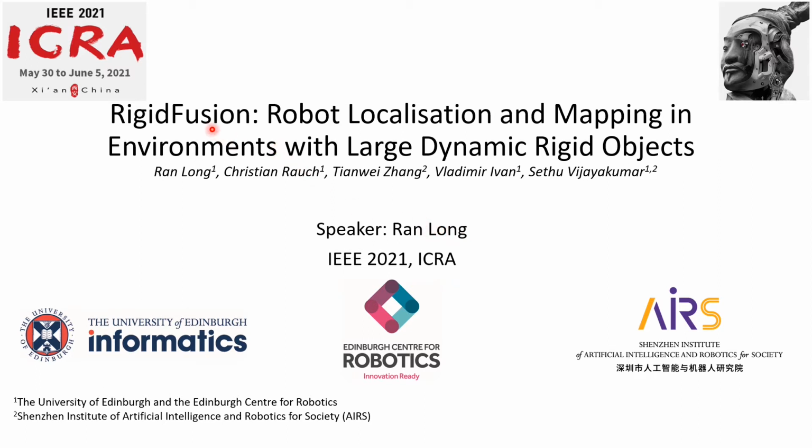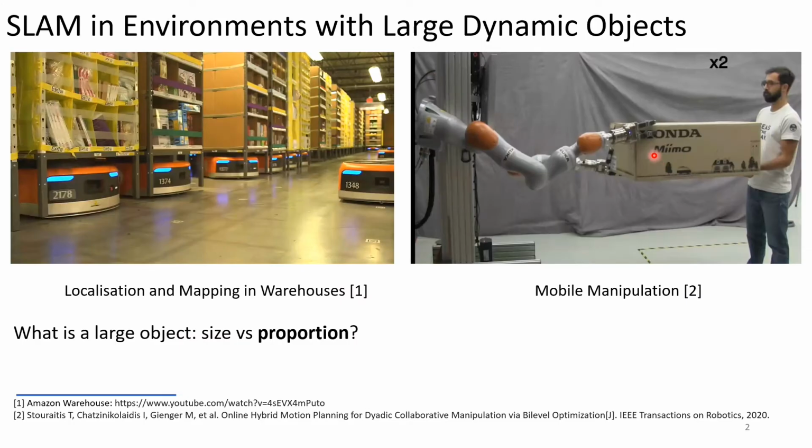Today, I will introduce our research work RigidFusion, which is about dynamic SLAM in environments with large rigid objects. Traditional SLAM usually assumes that the whole environment is static. However, it's important to handle dynamic environments, and it becomes much more challenging when other dynamic objects are considered.